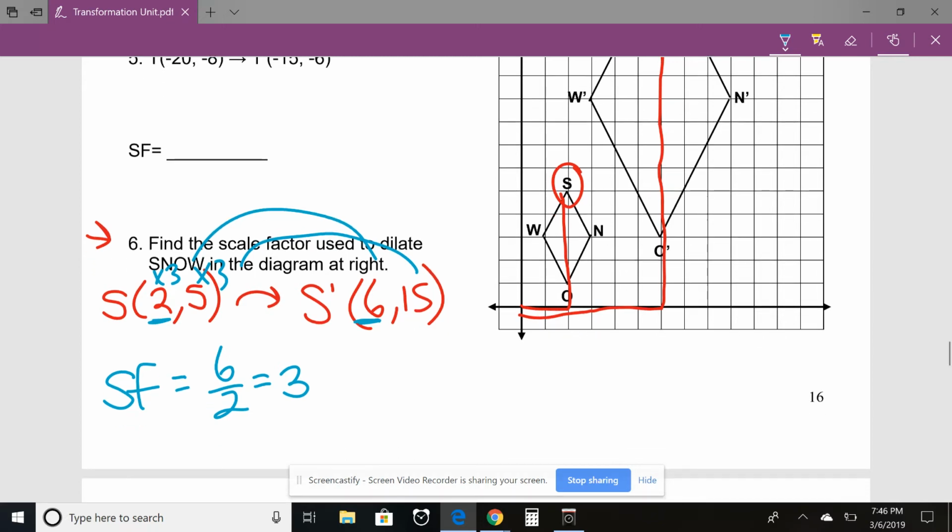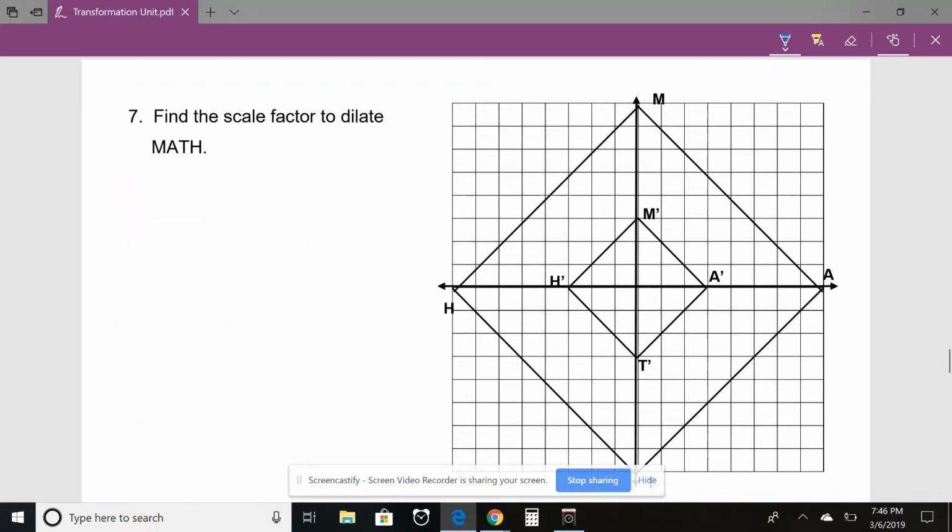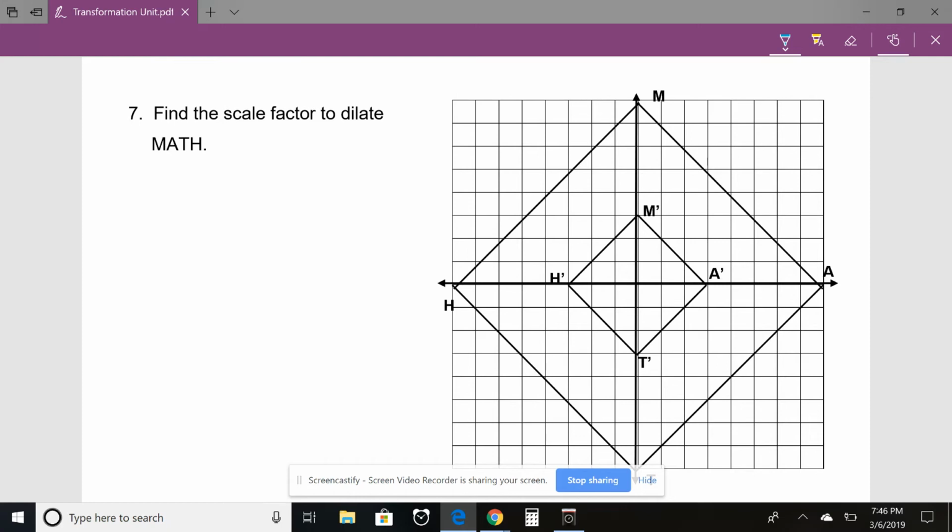Okay, let's look at another one. Number 7. I'm going to look at my original M, which is up here, and then I'm going to look at my prime. What is that point? First of all, 1, 2, 3, 4, 5, 6, 7, 8.